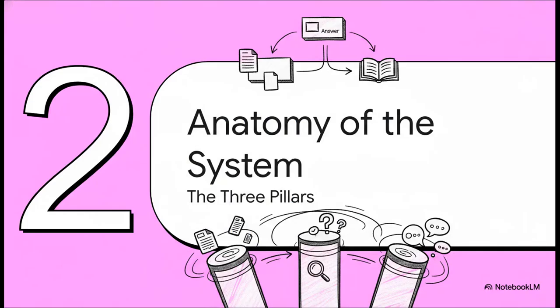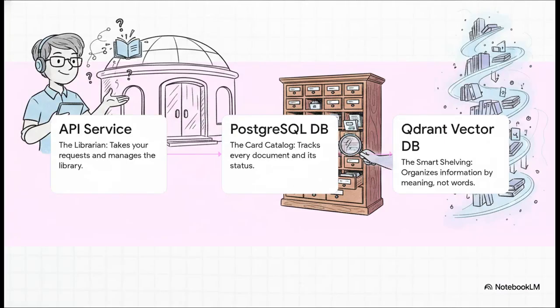To really get how this thing works, you have to look at its core architecture. You can think of it as being built on three main pillars. They're all separate, but they work together perfectly to make the magic happen. And I love this analogy. Just picture a super advanced library. The API service is your friendly librarian at the front desk. You go to them with your question. Then you've got the Postgres database, which is like the old school, super detailed card catalog. It knows everything about every single book. And then there's the Qdrant Vector DB. This is like magic shelving that organizes books not by alphabet, but by what they're about.